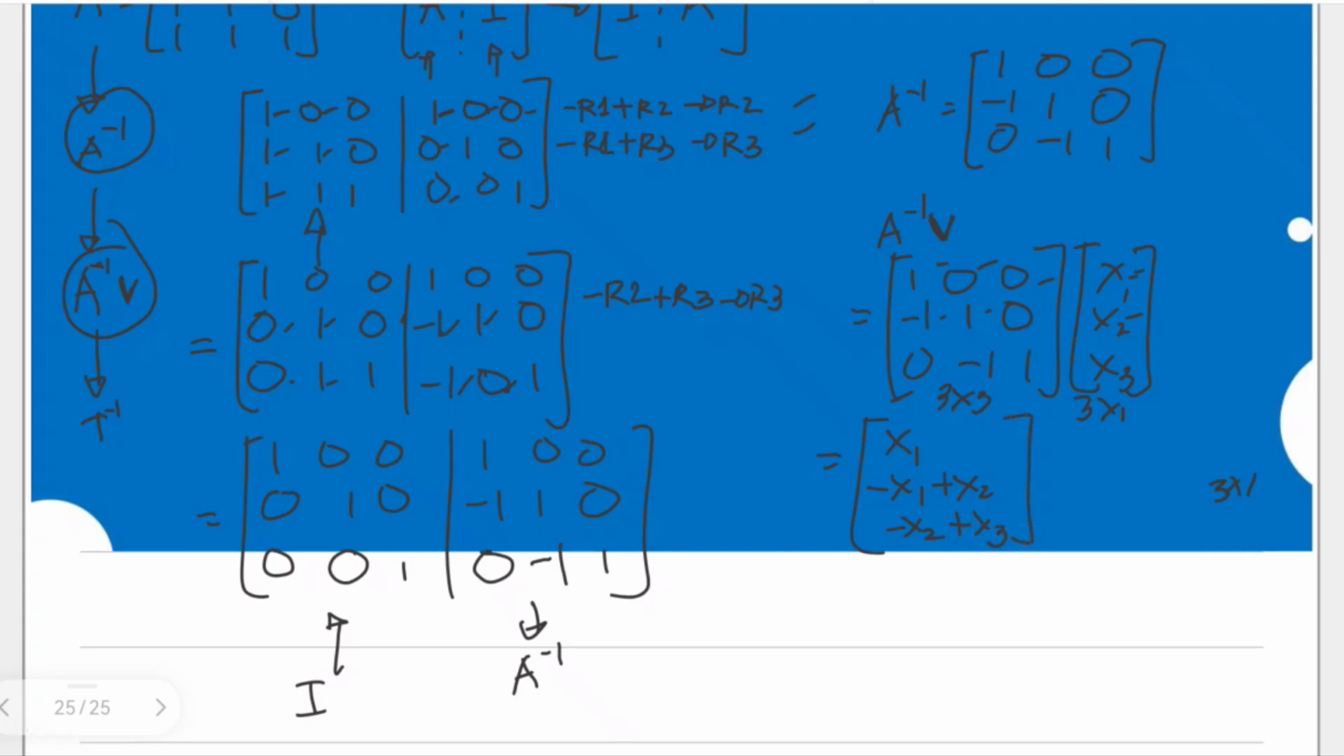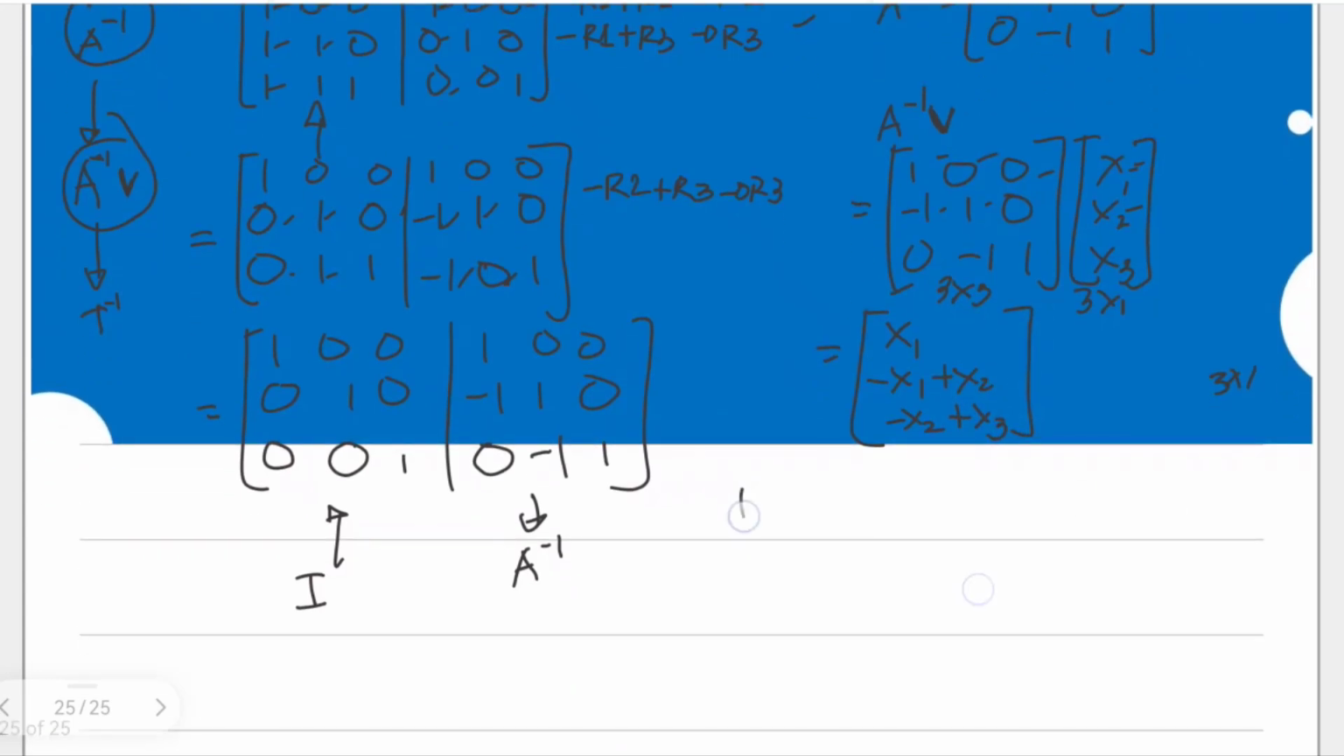This will now be part of your inverse, which is what we're looking for. The inverse of our linear transformation will have these 3 entries: x sub 1, negative x sub 1 plus x sub 2, and negative x sub 2 plus x sub 3. This is now the result for the inverse of the given linear transformation.